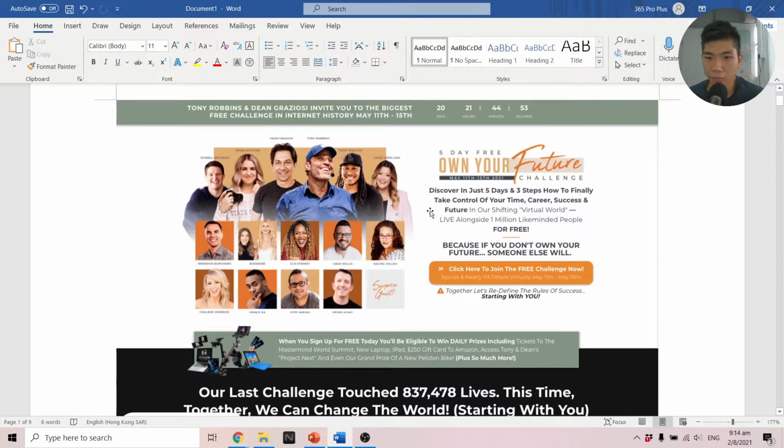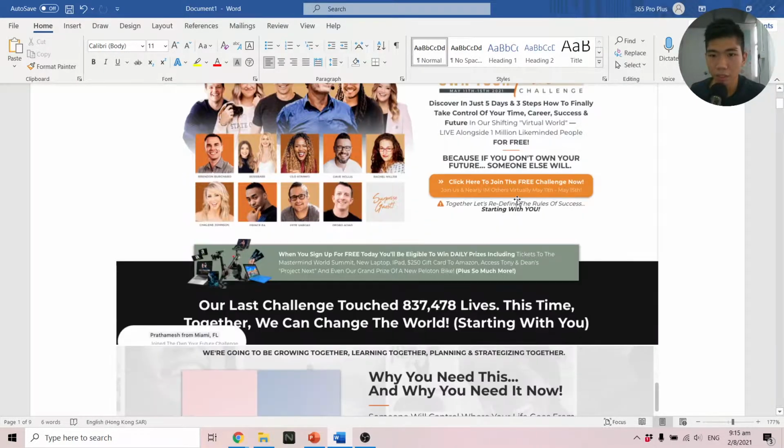And the headline would be about discovering in just 5 days and 3 steps how to achieve some outcome or transformation. So the headline formula would be: in just a time frame, in a 3-step or 5-step or 7-step process, how to do something. So you can create some curiosity and excitement with just this headline, and do this for free, right? And then there will be a button.